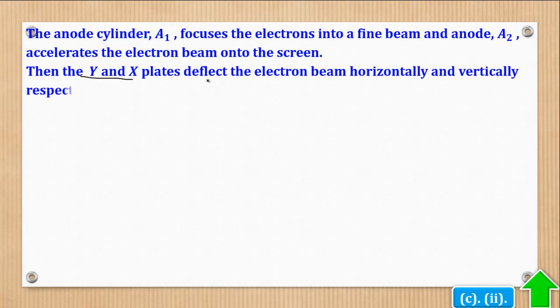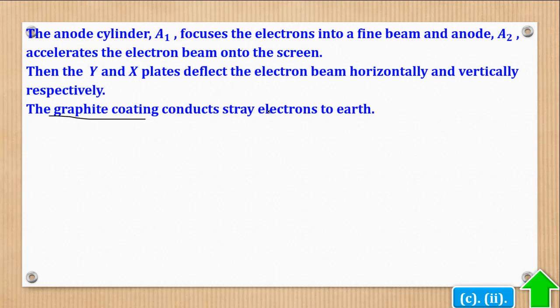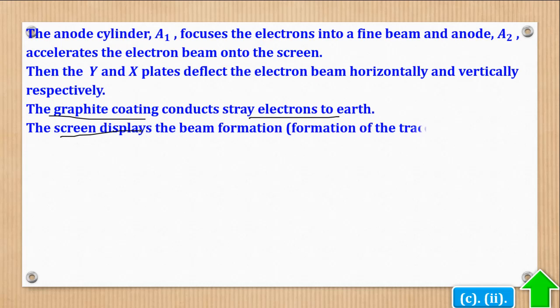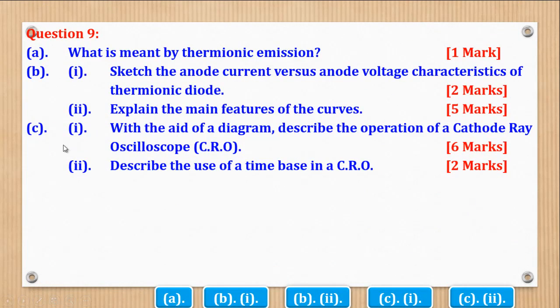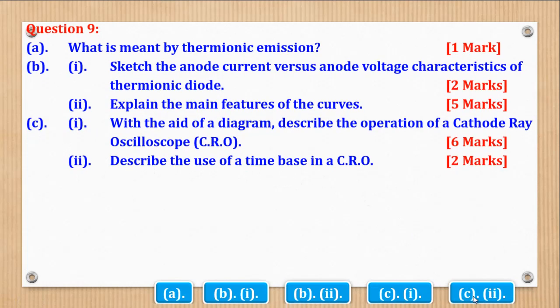The Y and X plates deflect the electron beam vertically and horizontally, respectively. The graphite coating conducts stray electrons to Earth, and the screen displays the beam formation by glowing. That was Roman 1. Then Roman 2, describe the use of a time base in a CRO.